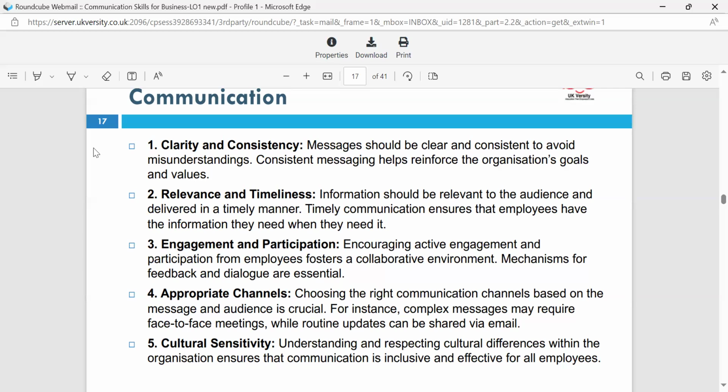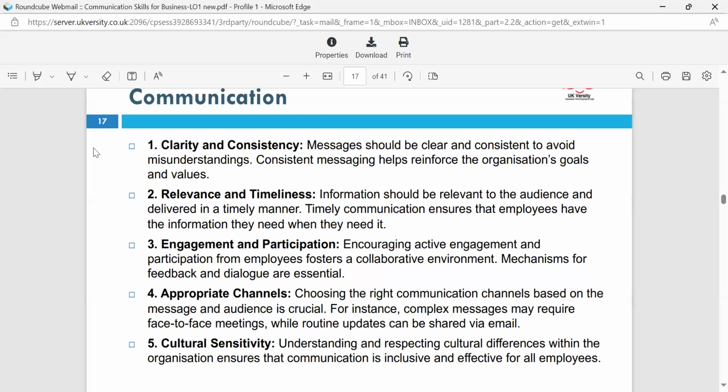Mechanisms for feedback and dialogue are essential. Number 4, appropriate channels. Choosing the right channel based on the message and audience is crucial. For instance, complex messages may require face-to-face meetings, while routine updates can be shared by email.